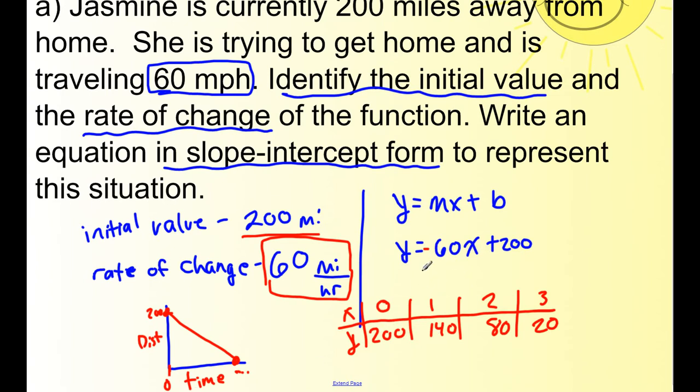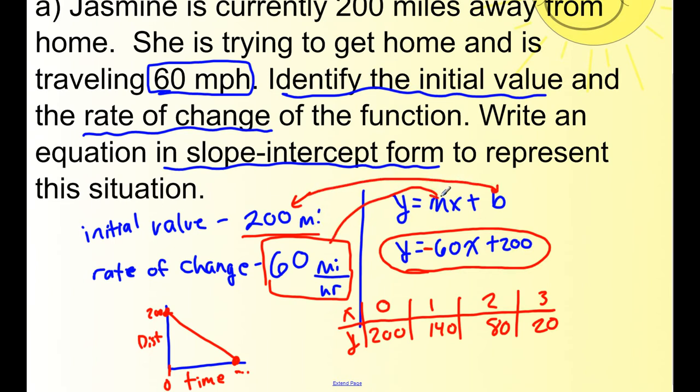That's why we need this negative, because her distance away from home is going down with each hour, not going up. So our change is a negative change. Our equation, our slope, our graph, our values are decreasing over time, so we need to have a negative rate of change. But that's it. We pretty much had it except for that negative sign, with the initial value being our y-intercept and our rate of change being our slope.